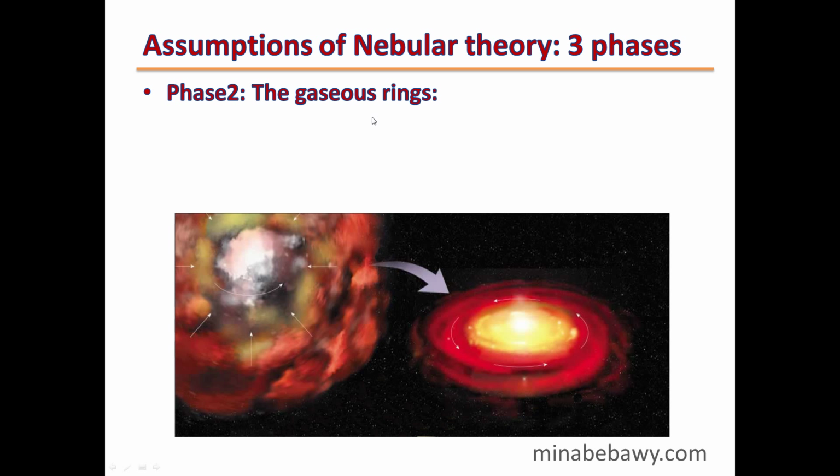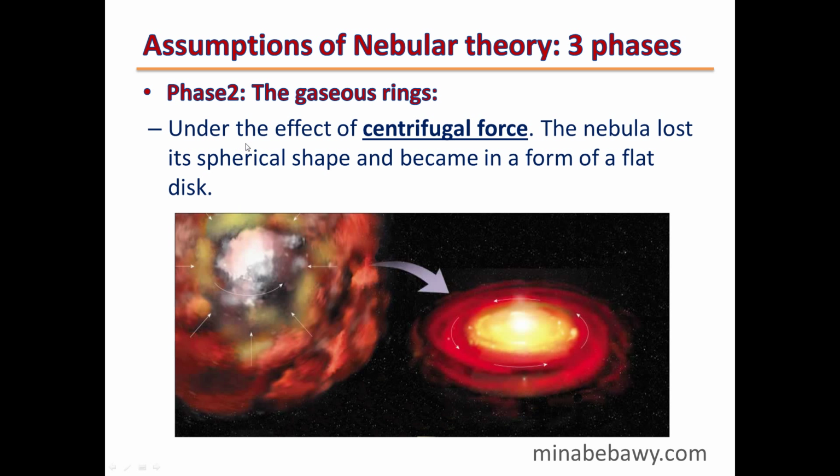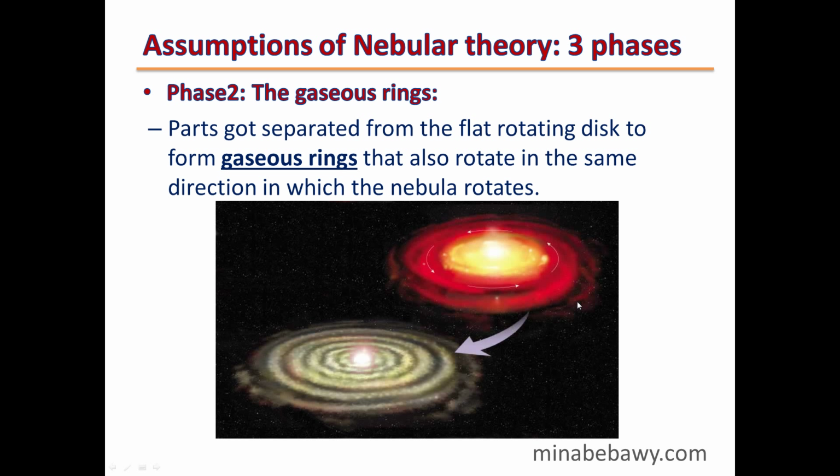Phase 2. The gaseous rings. Under the effect of centrifugal force, the nebula lost its spherical shape and became in the form of a flat disk. So this spherical rotating sphere changed under the effect of centrifugal force into a flat rotating disk. Parts got separated, as you can see from this image, from the flat rotating disk to form gaseous rings that also rotate in the same direction in which the nebula rotates.